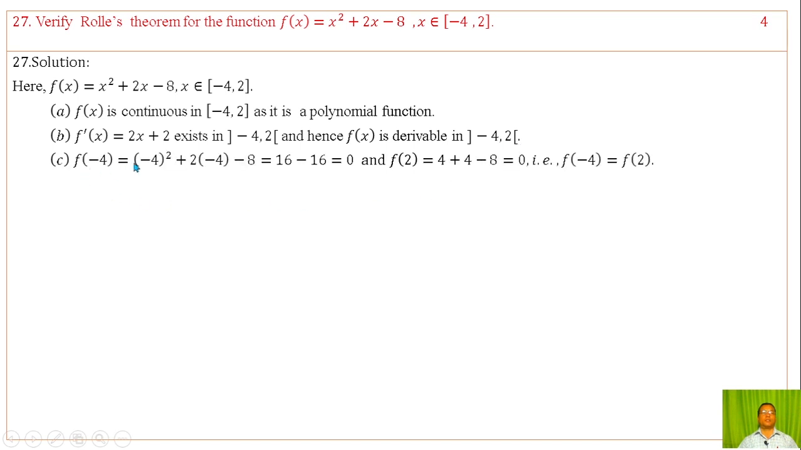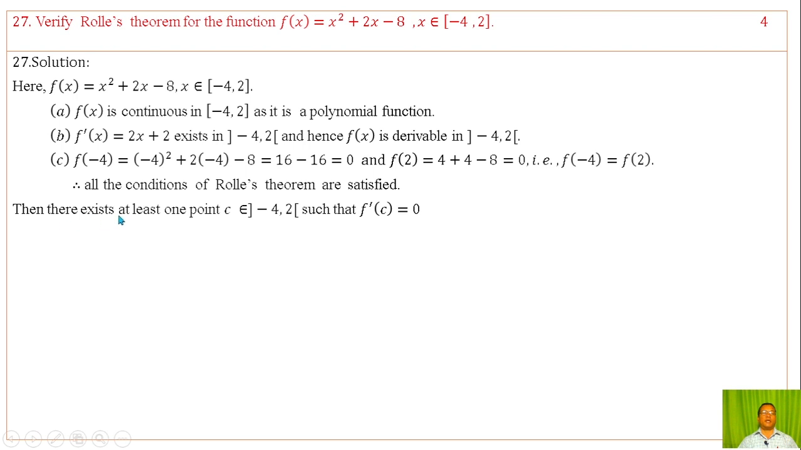And f of minus 4, whose value is obtained when x is replaced by minus 4, we have 0. And f of 2 is also 0. Rights are equal, therefore lefts are equal. That is, f of minus 4 equals f of 2. Thus, all the conditions of Rolle's theorem are satisfied. Then there exists at least one point c belonging to the open interval minus 4 to 2 such that f dash of c equals 0.